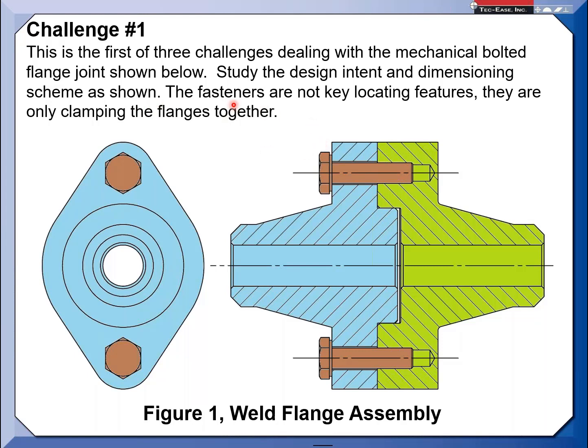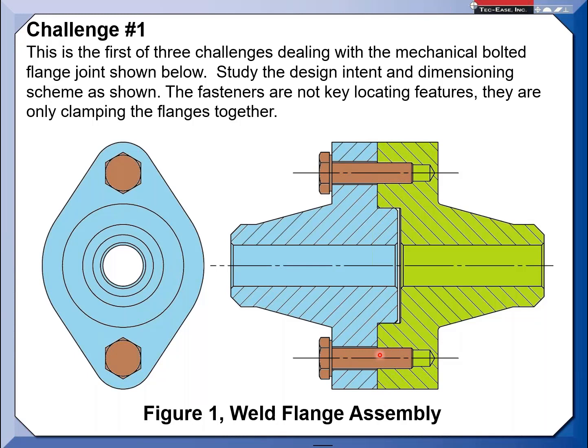Then here, we're making a declaration: the fasteners are not key locating features. In other words, in this case, they would take rotation away, but the main thing really is to bring these two mating features together and just apply a clamping force.